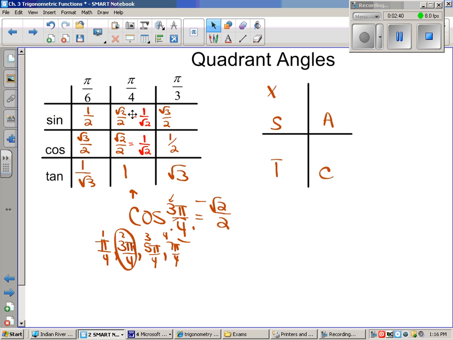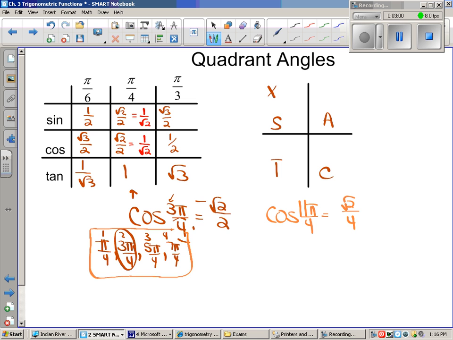Let's try a couple more. Let's try cosine of 11 pi over 4. Again, it's a pi over 4 angle, so therefore the root 2 over 2 stands. The part about the 11 pi over 4 is that it's got to tell me which quadrant we're in. Now you might notice your 1, 2, 3, 4th quadrant are still right here on the screen. And we already know that 7 pi over 4 is in fact the fourth quadrant angle. But 11 pi over 4, of course, is more than that. Remember that our trig functions are cyclical, and so the next pi over 4 angle would be in the first quadrant and so forth.